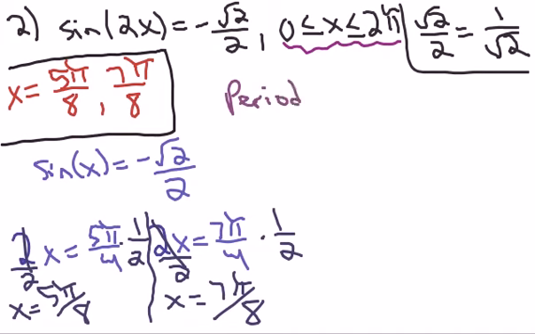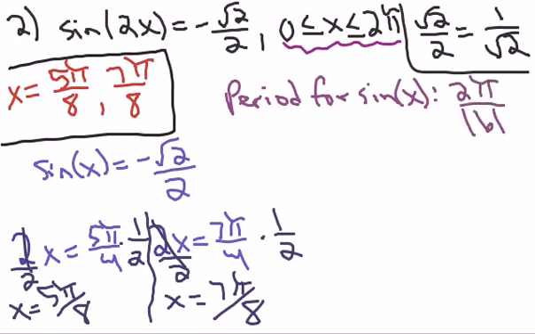Just as a reminder, the formula for the period of sine of x is 2 pi over the absolute value of b. It's the same for cosine as well, and for tangent it would just be pi over the absolute value of b, where b in this case is 2. Okay.